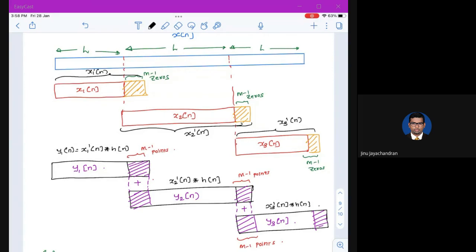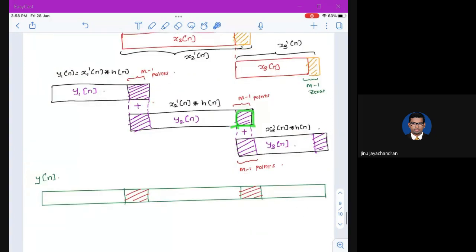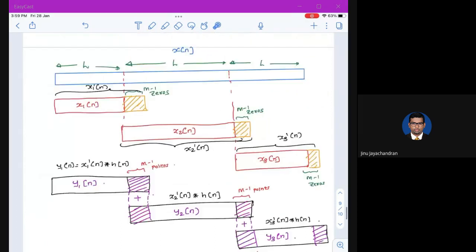Okay, and then when you get y1 of n, y2 of n, y3 of n, you add the first m minus 1 points of the current block with the last m minus 1 points of the previous block. Similarly, you add the first m minus 1 points of the current block with the last m minus 1 points of the previous block. And then you put everything in that order. So you write as it is the ones which have not been added. Then you write the ones which have been added. This is the portion which has not been added as it is. This is the portion which has been added, and the portion which has not been added. So that is your complete way of doing it. Okay. This is called the overlap add method.